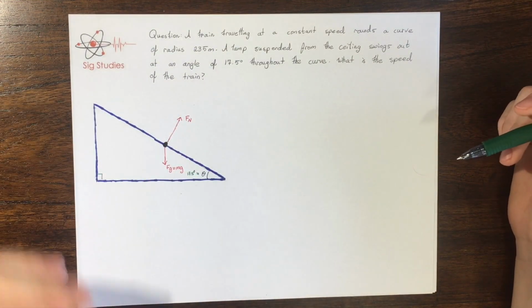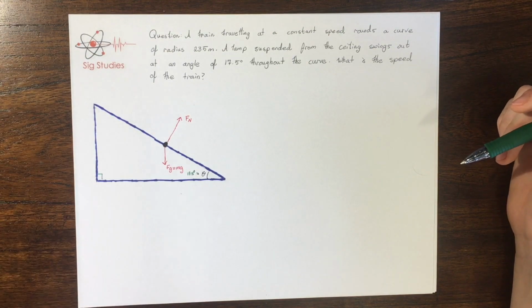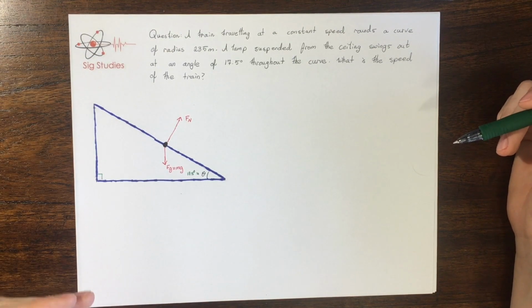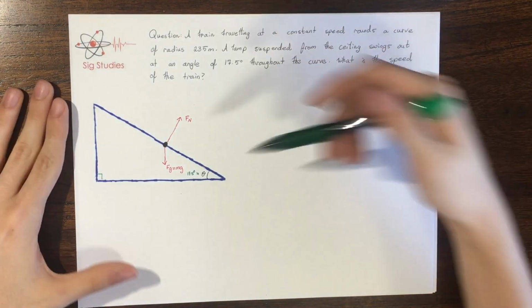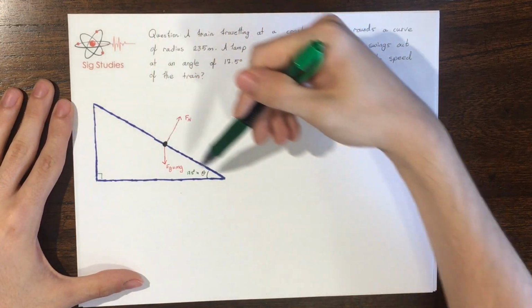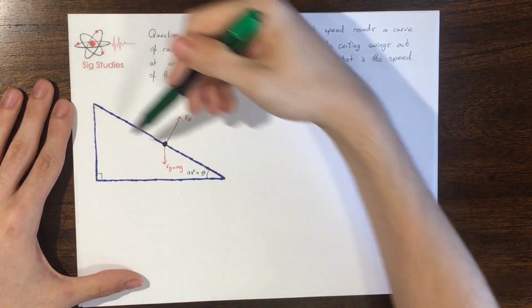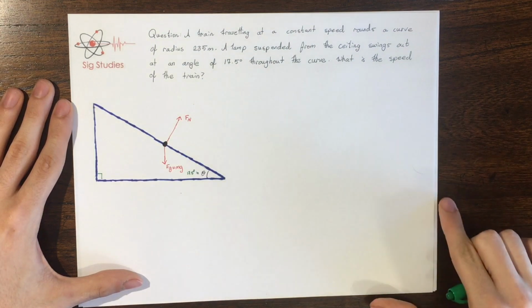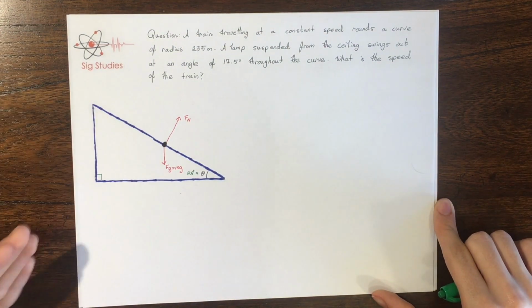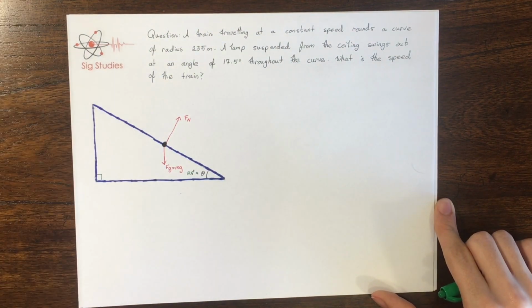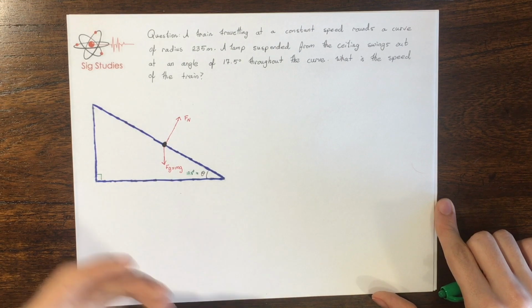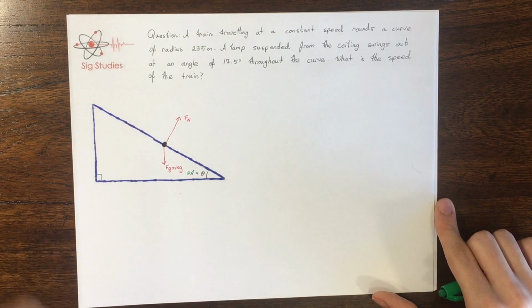To start off with these banked curves, we're going to have our normal force, which is always perpendicular to the plane. So right here is our plane on which the train is on, our banked curve, and our normal force is perpendicular. As well, we're going to have force gravity, which is always acting straight down because force gravity goes towards the center of the Earth.